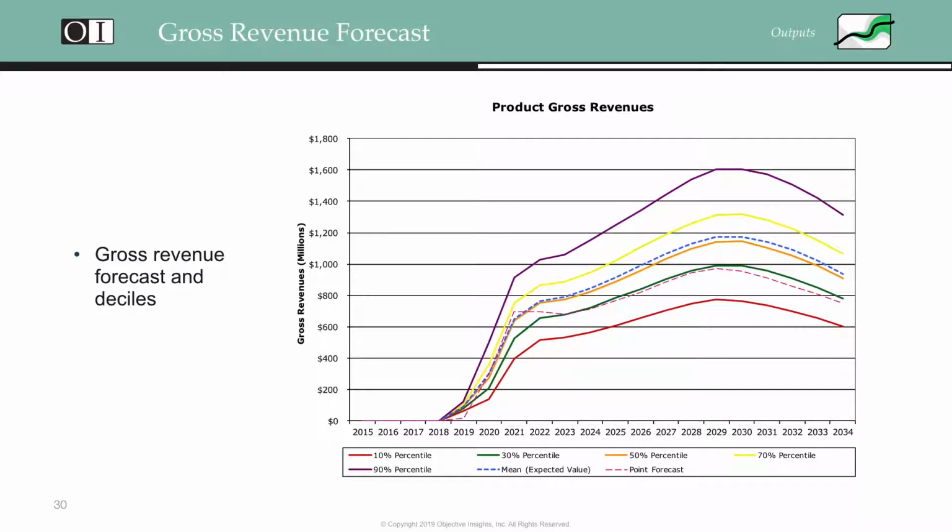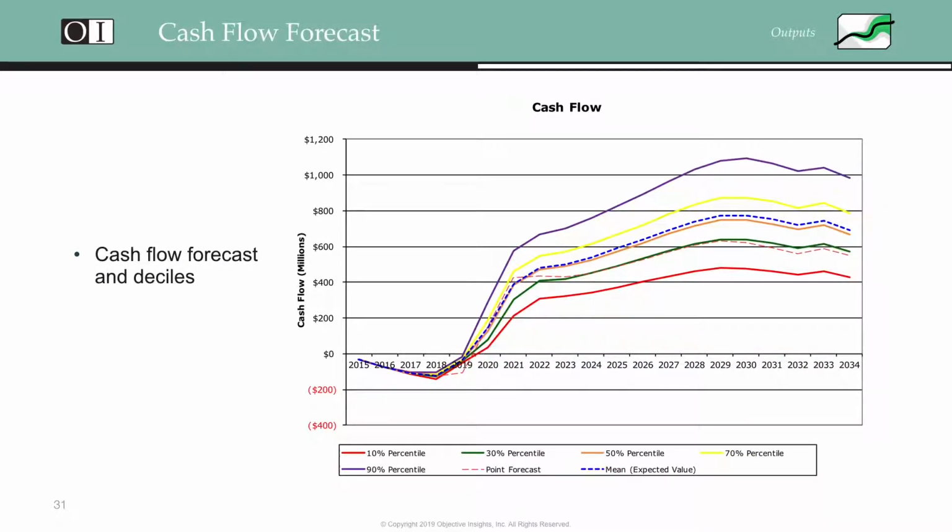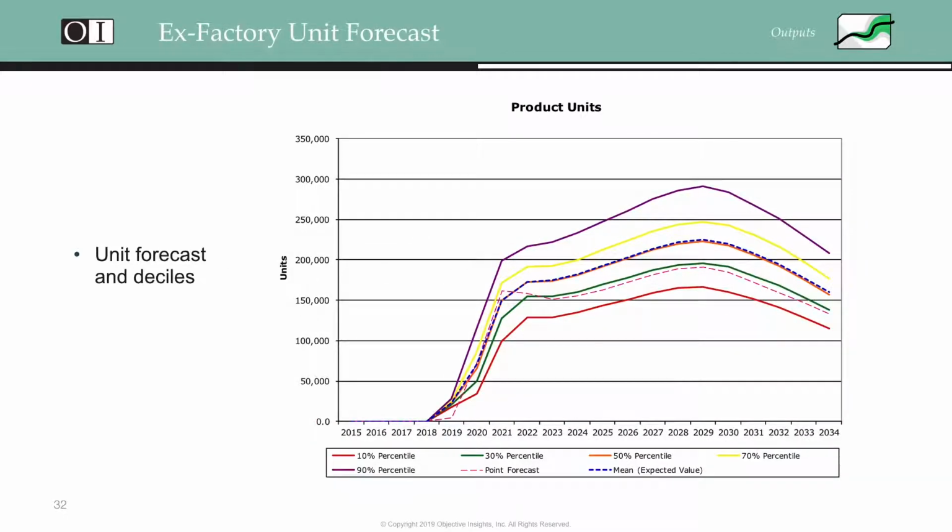On the next graph, we have the same type of result for cash flow. You can see that it goes negative before this product launches because money is being spent before it comes back in. And then on the next graph, we can see a unit forecast in terms of deciles. And so this is something that the manufacturing capacity could be built off of.